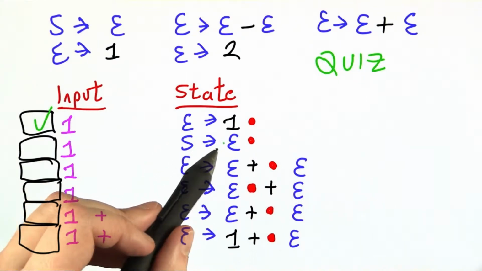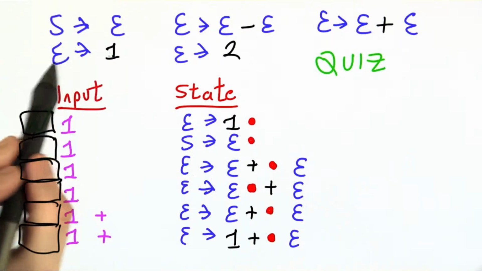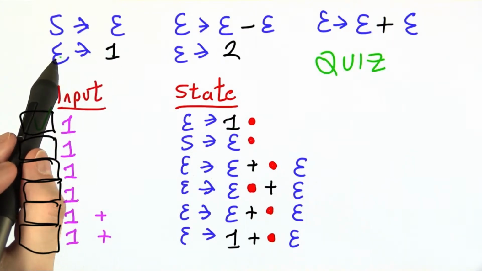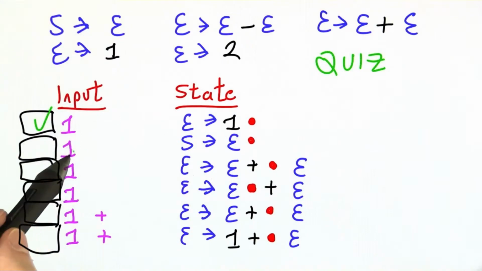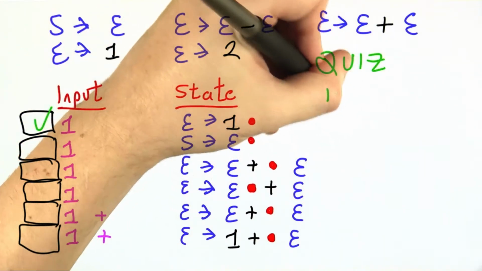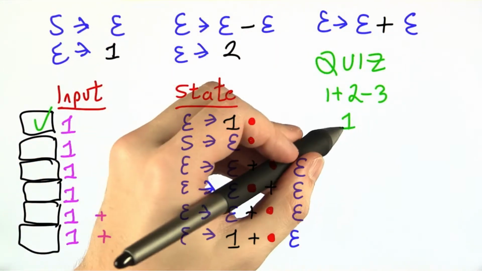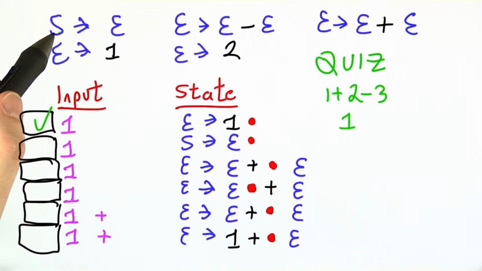But remember that we said before, depending on your point of view, when you see a 1, you could either be reducing a 1 to expression, or you could be completely done with parsing. 1 is in the language of this grammar. We normally think of things like 1 plus 2 minus 3, but the lowly 1 alone is in this grammar, S goes to E, E goes to 1, and this says, I finished parsing the string.